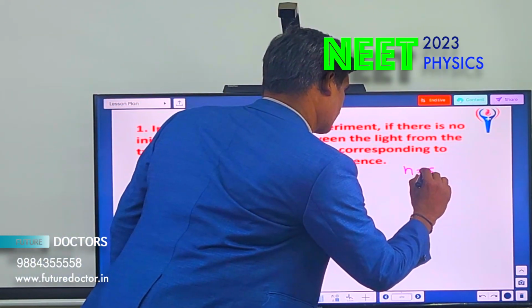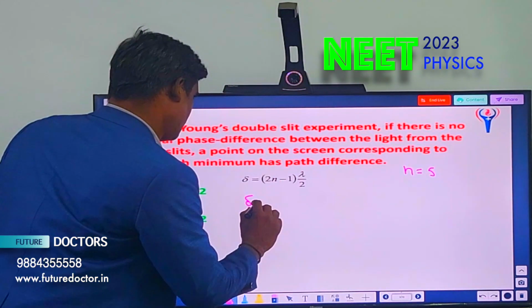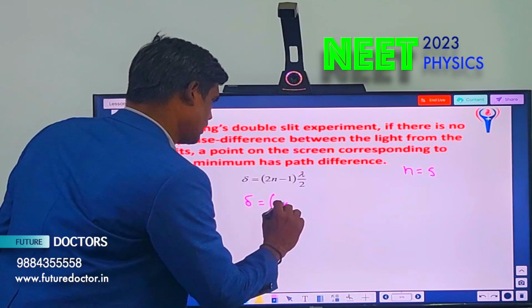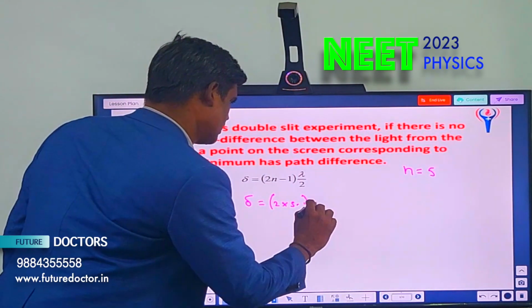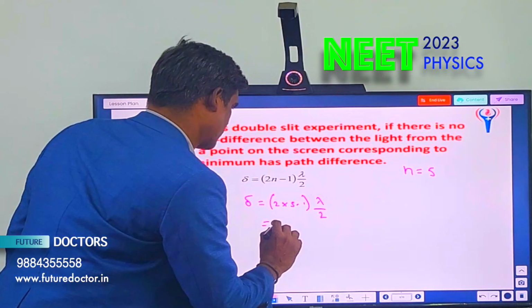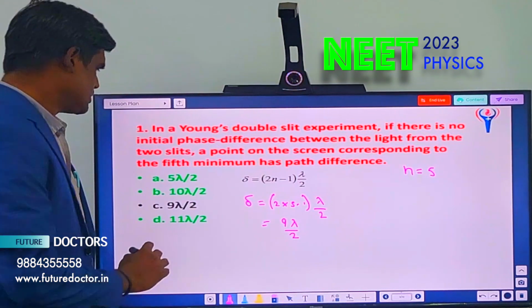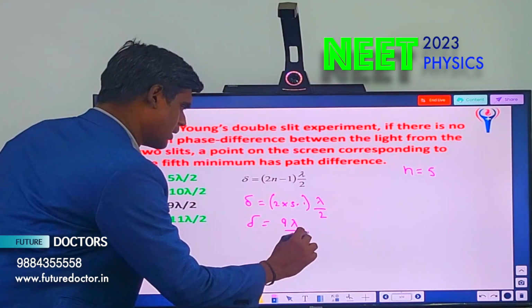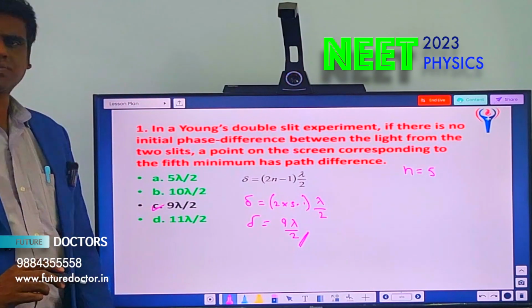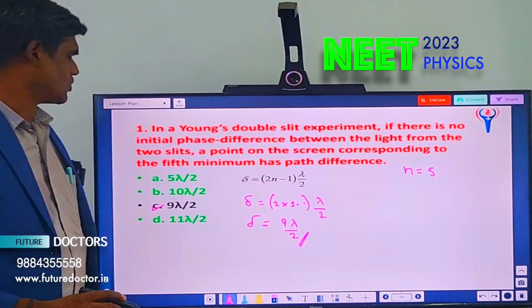n equal to 5. Substitute this here. Del equal to (2 into 5 minus 1) lambda by 2. 2 fives are 10, 10 minus 1 is 9. So del is 9 lambda by 2. Option C is the correct answer. Let's move to question number 2.